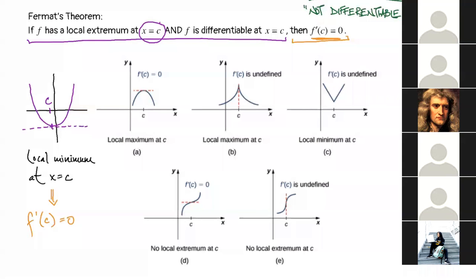But we have to be really careful that we fulfill both of these. It has to be an extrema and it has to be differentiable. If you're missing one of those, then it's not going to be guaranteed. So for example, can someone tell me why I can't say that f prime of c equals 0 here? Which characteristic am I missing in that graph B?